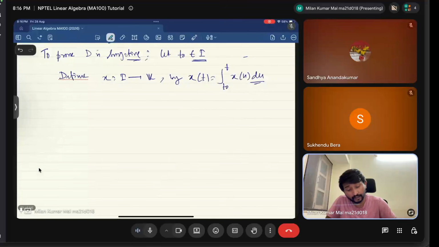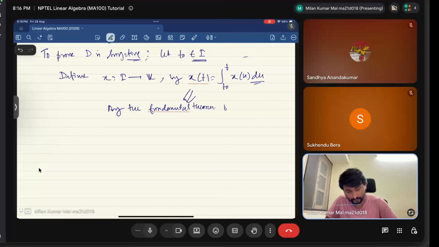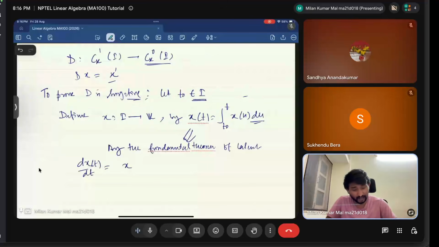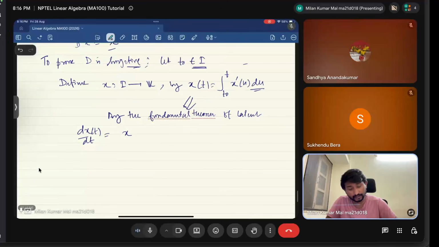But by the fundamental theorem of calculus, dx/dt has to be equal to, here I have to take x dash, that has to be equal to x dash. This is what it is.